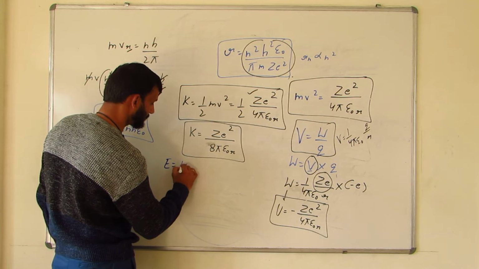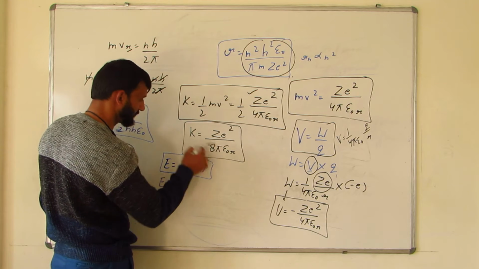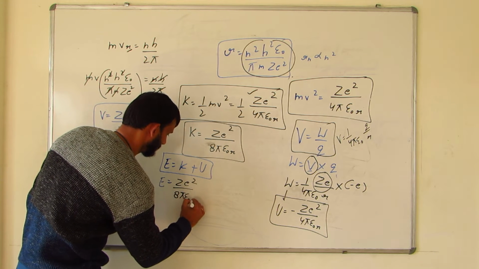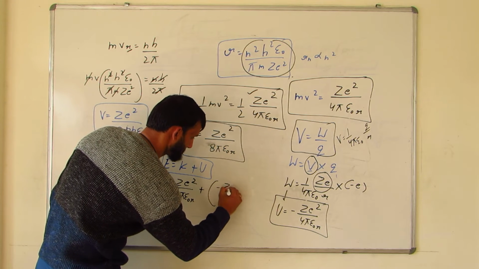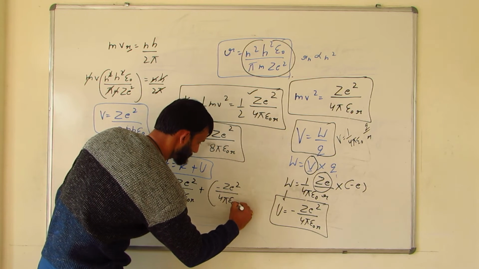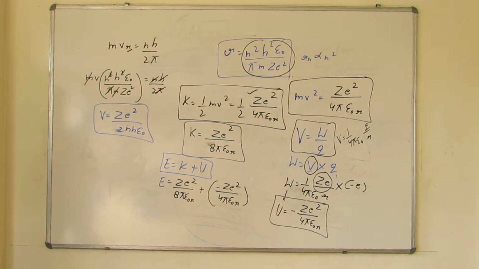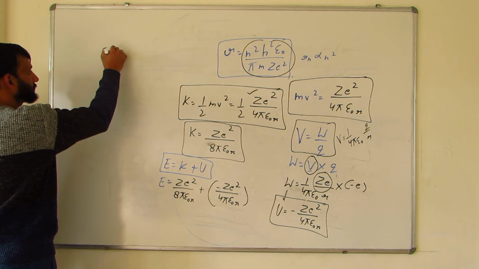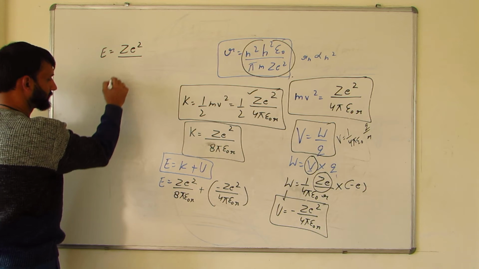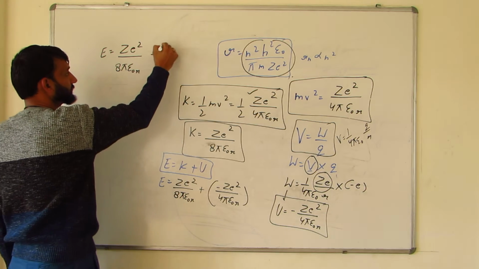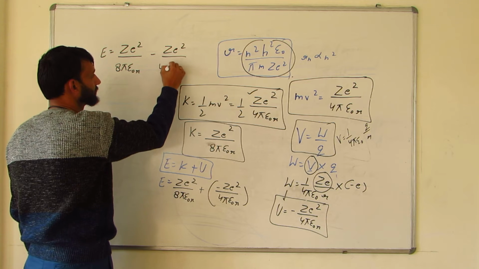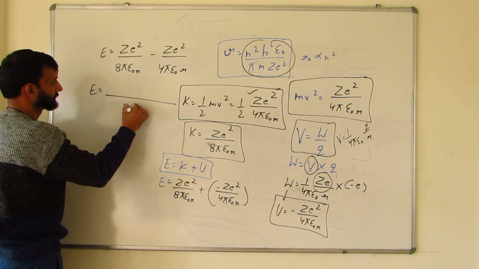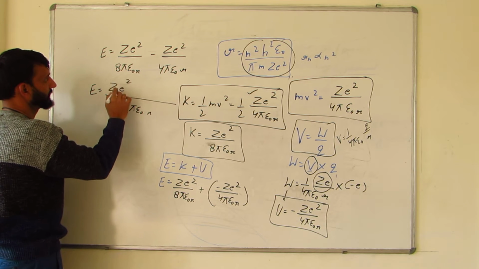Now the total energy will be kinetic plus potential. So we put these values and after putting them together, plus minus Z square, so the energy, LCM you will take, Z square minus 2.